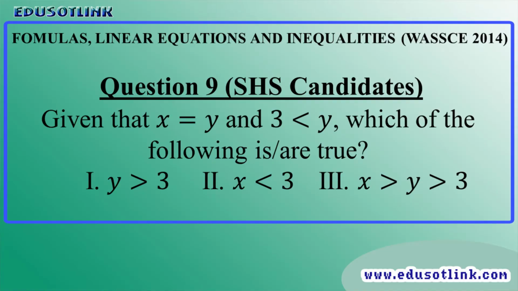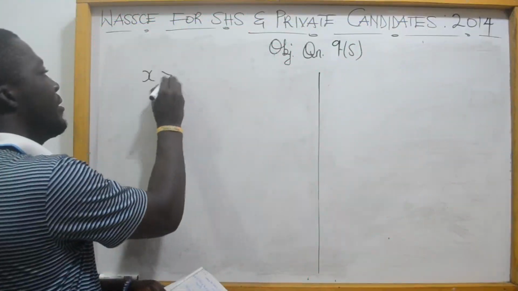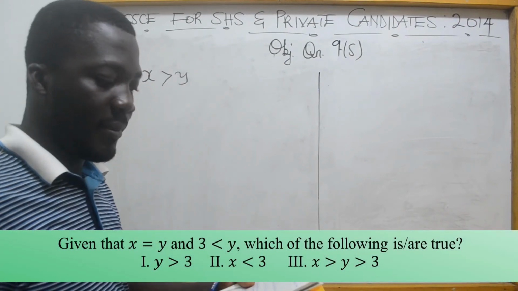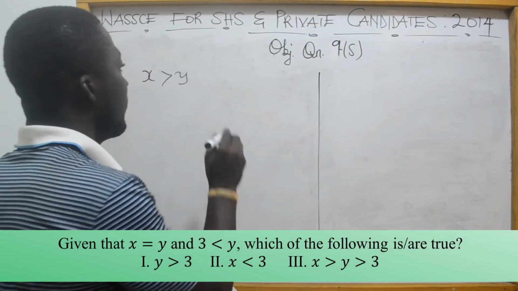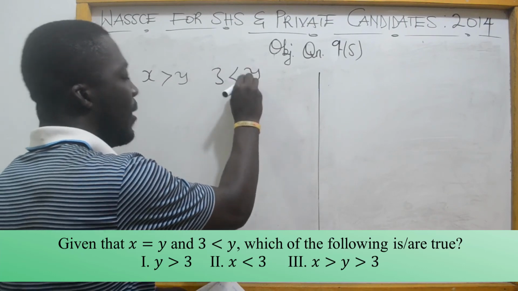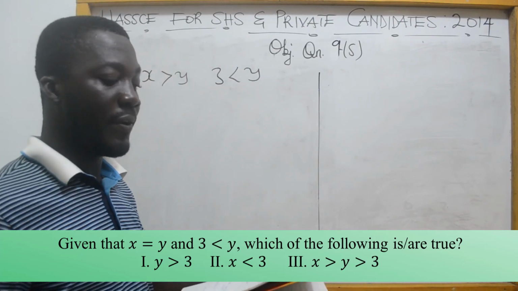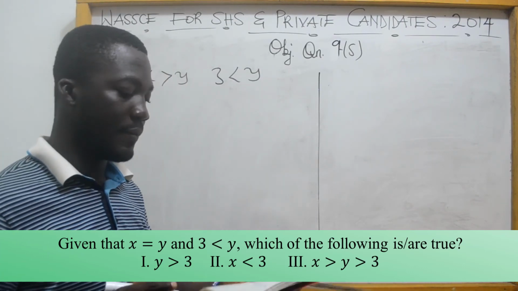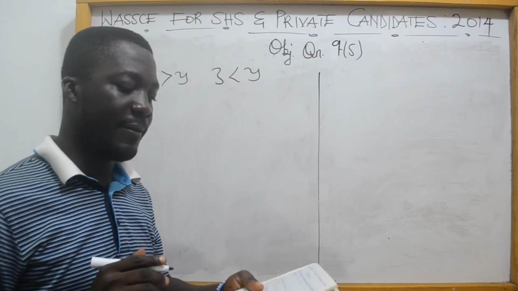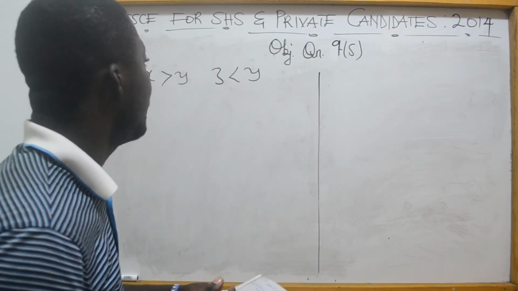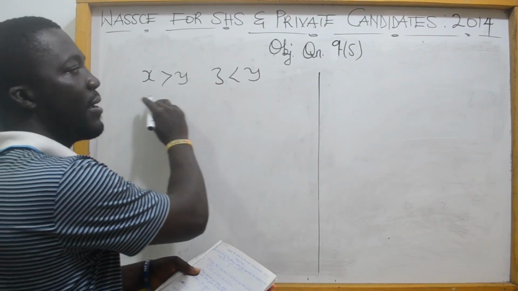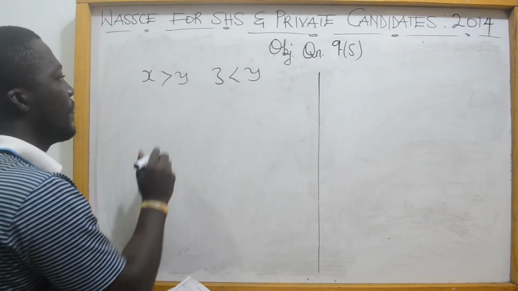Objective question 9 for SHS candidates. Given that x is greater than y, and 3 is less than y, which of the following is or are true? We have y is greater than 3, I, and so forth. Let's see what we can deduce from this.